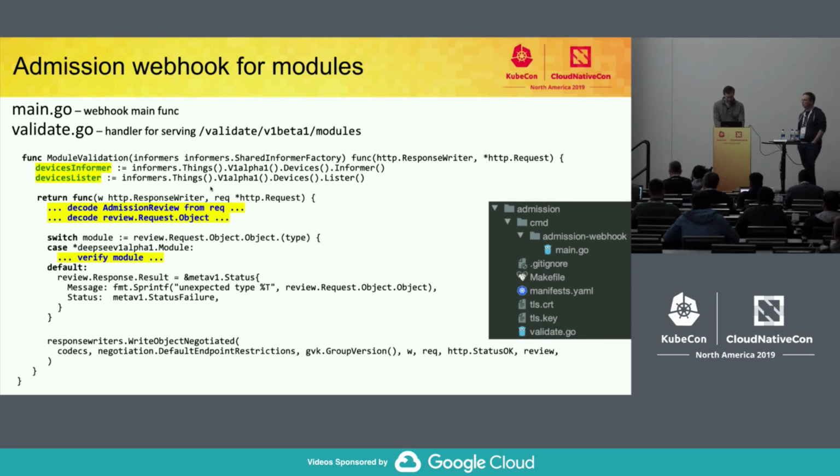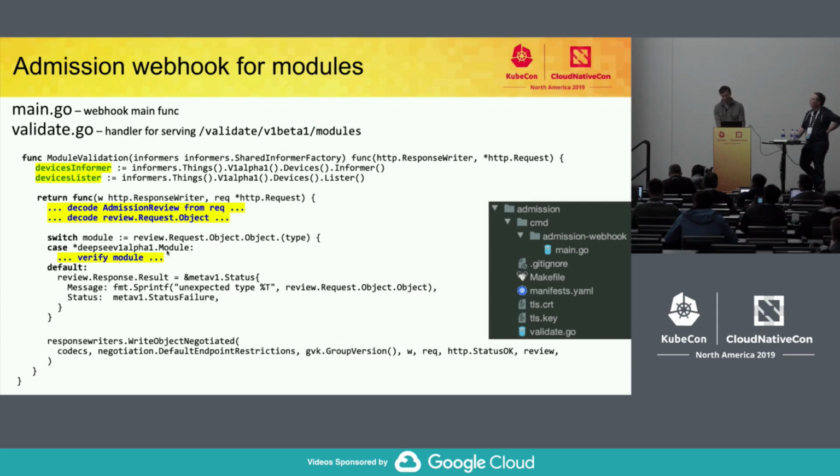So now that we have devices that we can check the names of, all we need to do is figure out where to do our validation. And you can see that we have this handler function that's already done some work. It's already decoded our admission review. It's already decoded the request. And then we get down to a switch. And the case that we care about is when we're handling a module.